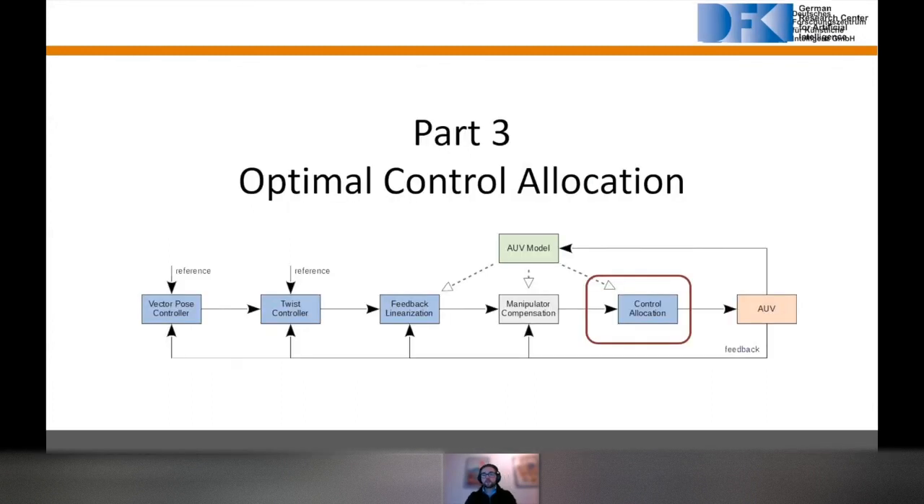Okay, last thing I want to talk about is optimal control allocation. So the procedure that we have developed for Cuttlefish, which extends what I was talking about before, and I just wanted to show you how we are actually applying this, and what the specifics of different systems are that need to be taken into account.